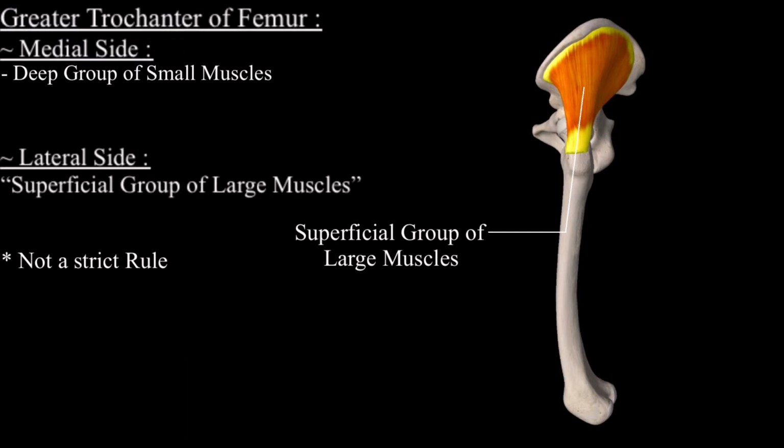Not all muscles of the deep group are inserted on the medial side of the greater trochanter, as quadratus femoris is inserted on the quadrate tubercle. Same, not all muscles of the superficial group are inserted on the lateral aspect of the greater trochanter.